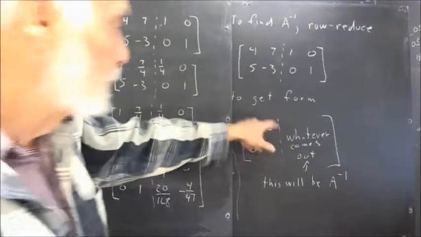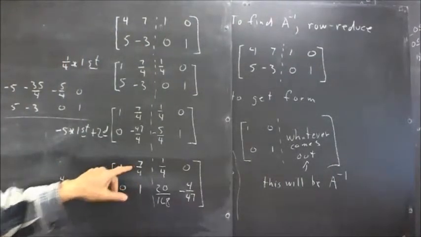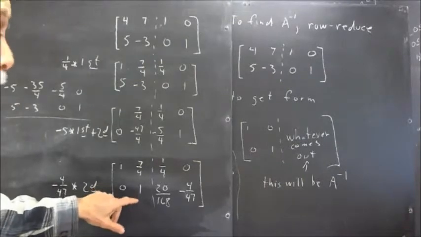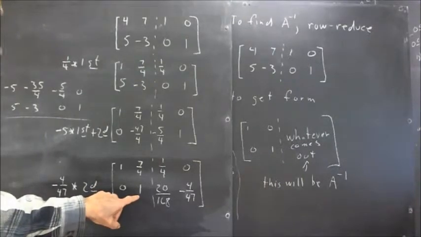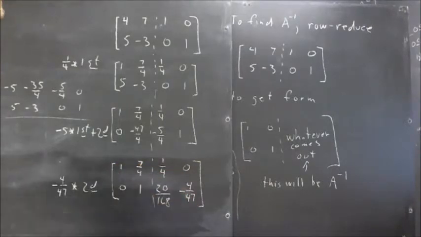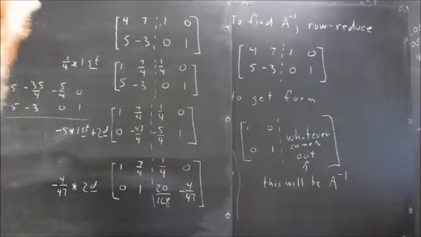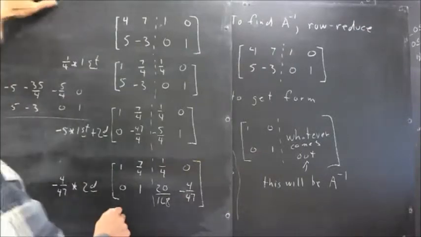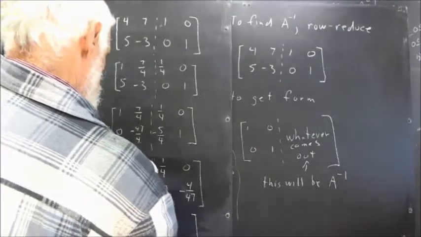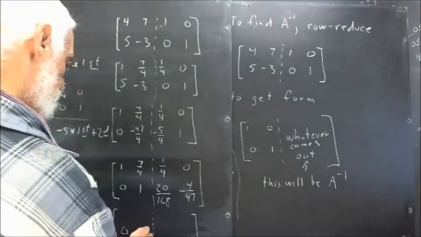We try to get this form here. We've got the 1, the 0, and the 1. We need a 0 here. How are we going to get that? Well, we're going to take -4/7 times this row and add it to this row. I'm sorry, -7/4 times this row and add it to this row. So now our second row is done.